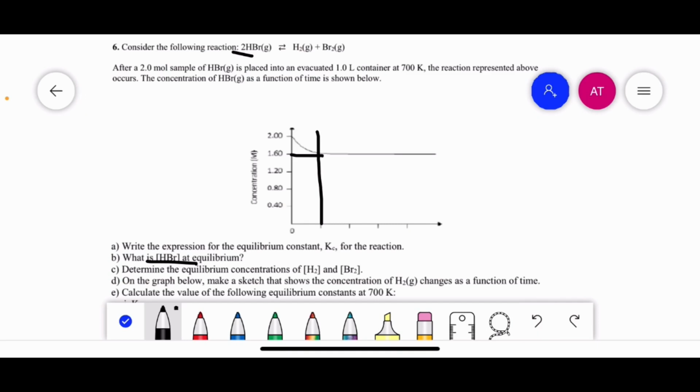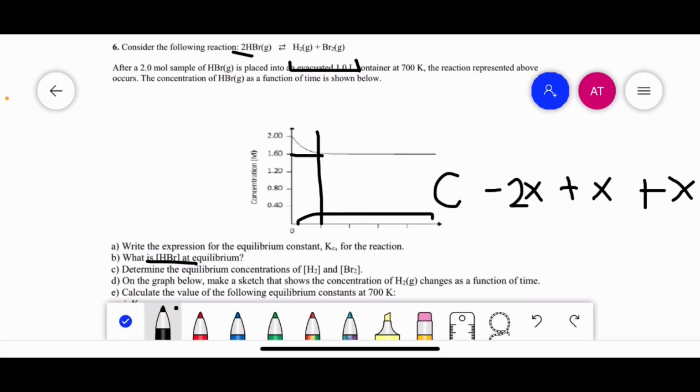Now, if we think of the ICE table, specifically the C part, HBr would have minus 2x, while H2 and Br2 would have a plus x each. That's because they form at half the rate that HBr decomposes. So the graph would be something like this for H2 and HBr, and they would be produced at half the rate that HBr is consumed. Now 0.4 molar of HBr was consumed, so half of that is 0.20 molar for the concentration of H2 and Br2.